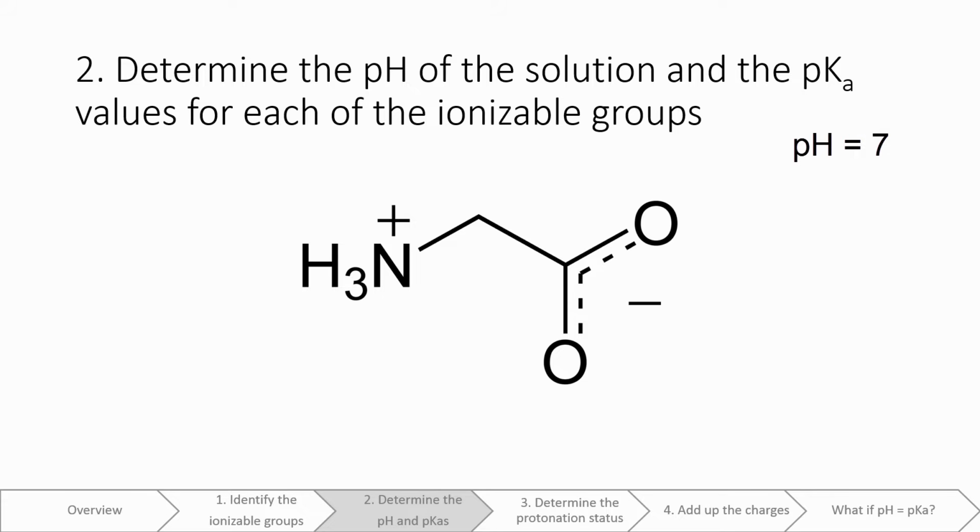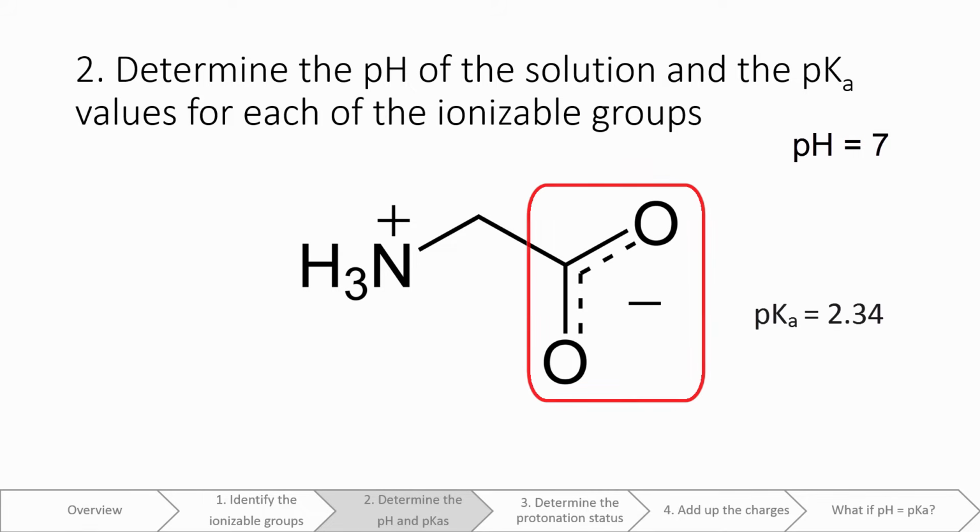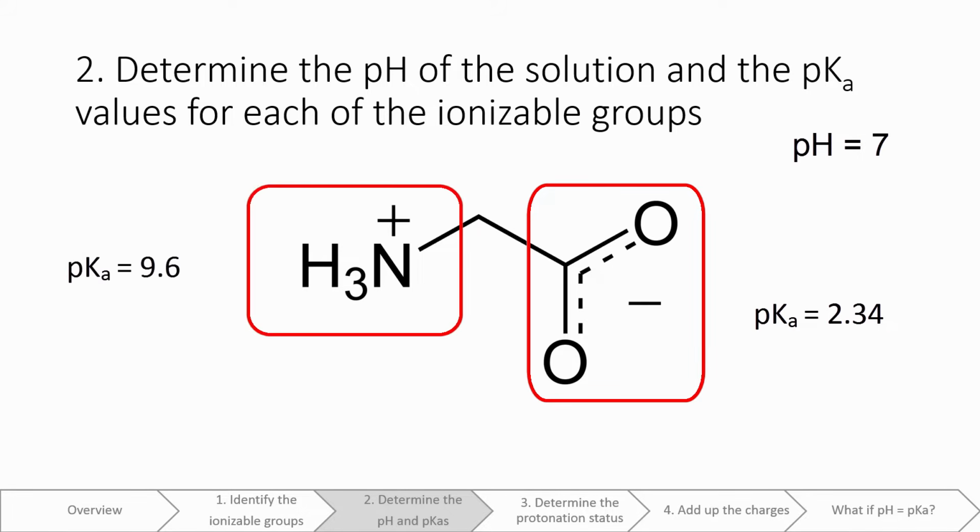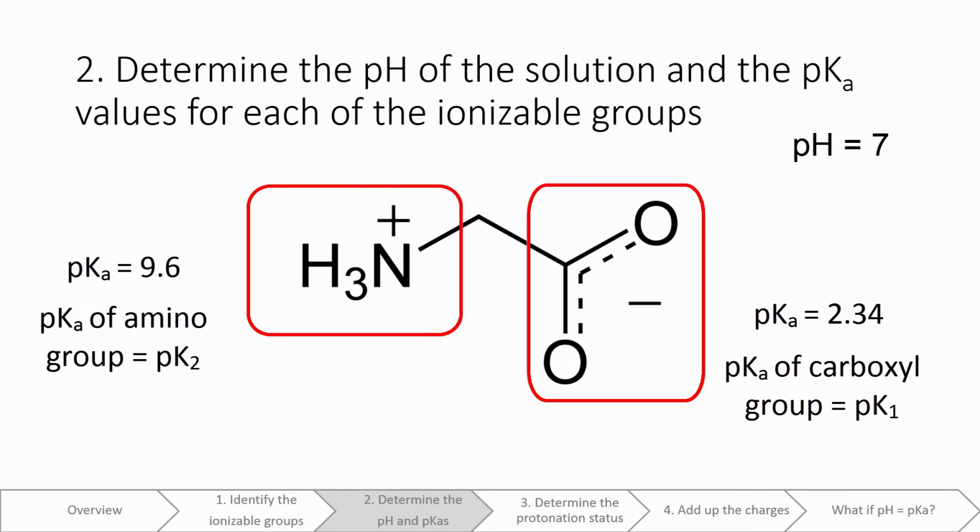The next step is to clarify the pH of the solution and the pKa values for each of the ionizable groups. You're told that the pH of the solution is 7, so we've clarified this point, and we can move on to the pKa values. The pKa of the carboxyl group of glycine is 2.34, and the pKa of the amino group of glycine is 9.6. The value for the pKa of the carboxyl group is referred to as pK1, while the pKa of the amino group on an amino acid is referred to as pK2.